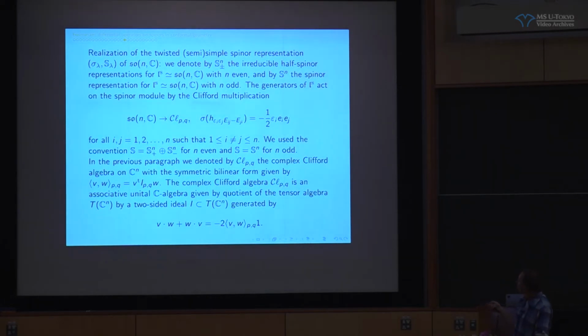When n is even, the spinor representation splits into two irreducible components. There are two of them, while for n odd, there is just one simple spinor module. And the generators of the Levi factor, or the simple part of the Levi factor, act through the endomorphism algebra of the spinor representation, which is the so-called Clifford algebra. So the corresponding homomorphism from so(n) to the Levi algebra is given by the following formula.